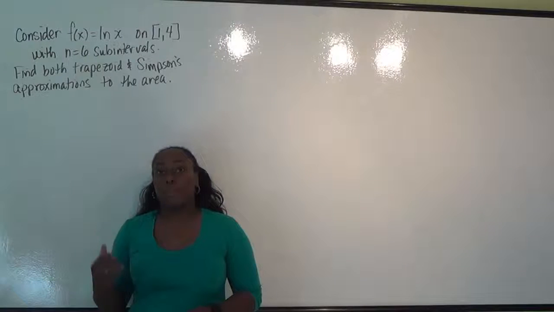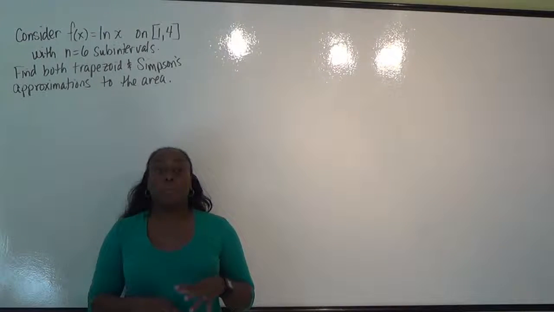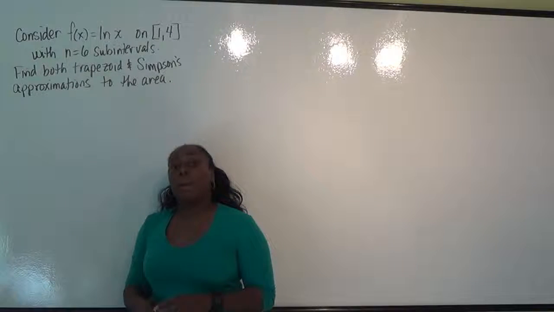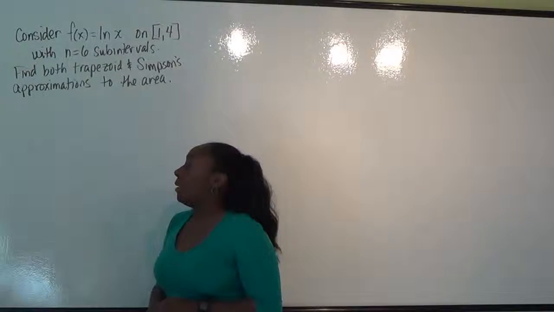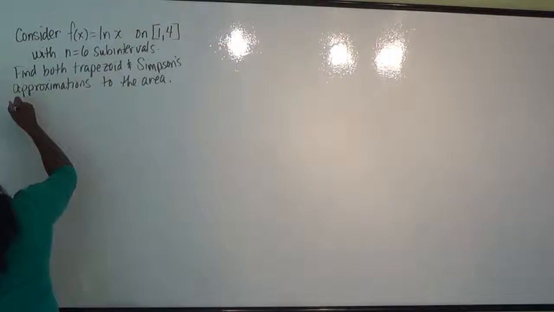Alright, so let's look at a couple of examples. Let's look at this first example with f of x equaling ln of x on the interval from 1 to 4 using n equals 6 subintervals. And we're going to look at both the trapezoid and the Simpson's approximations to the curve.